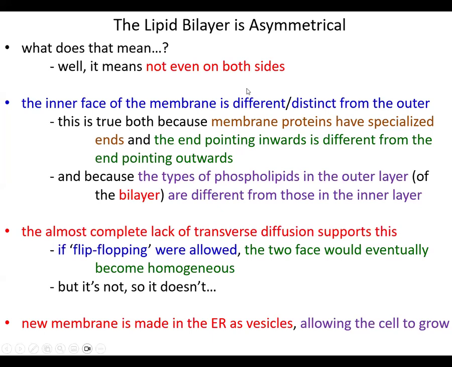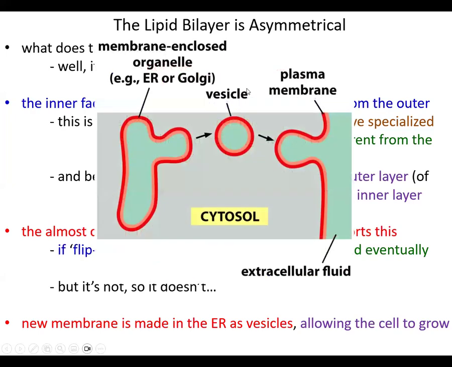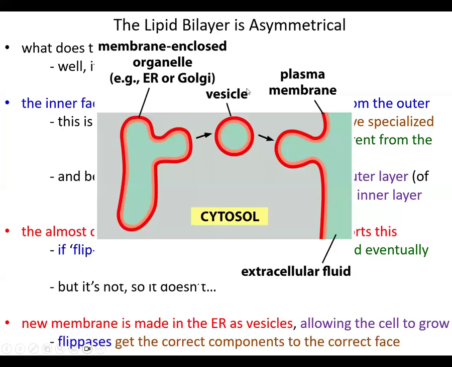Yes, as new membranes are made by the ER and pinch off as vesicles, those vesicles fuse with the cell membrane and make the overall cell membrane larger. That's how cells grow in size, by this unidirectional movement of vesicles from the ER and the Golgi to the plasma membrane, making the plasma membrane bigger and bigger, making the cell bigger and bigger. If certain components of the lipid bilayer arrive from the Golgi or the ER to the cell membrane on the wrong side, flipase is going to take care of that right away. Flipase is going to make sure that the correct cellular components are on the correct face of the membrane.